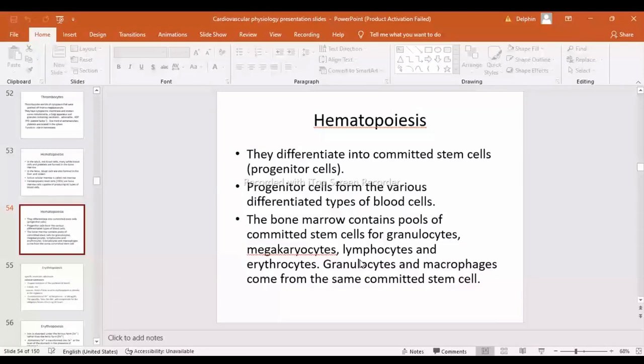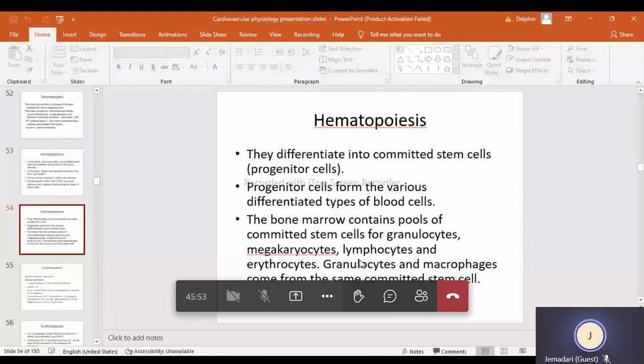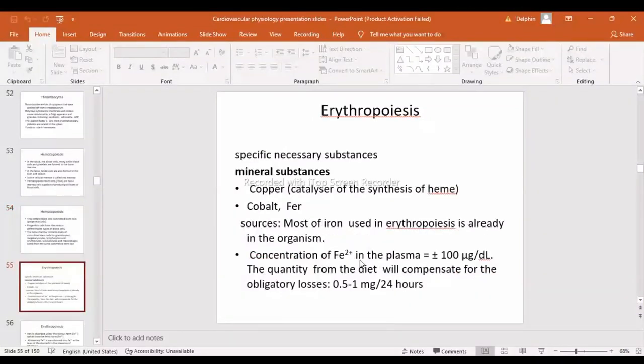The bone marrow contains pools of committed stem cells for granulocyte, megakaryocyte, lymphocyte, and erythrocyte. Granulocyte and macrophage come from the same committed stem cell. And specifically necessary for erythropoiesis: erythropoiesis is the production of red blood cells.